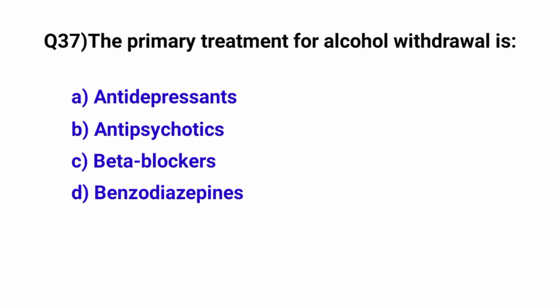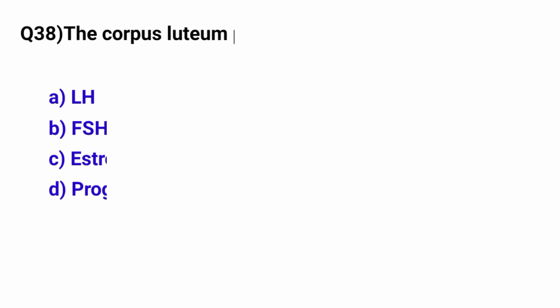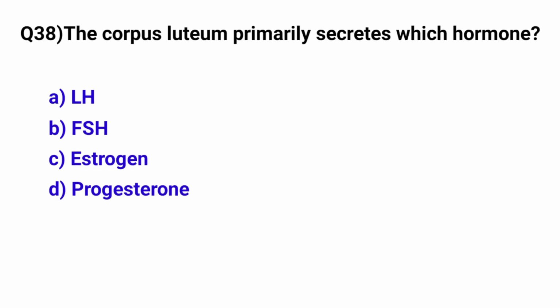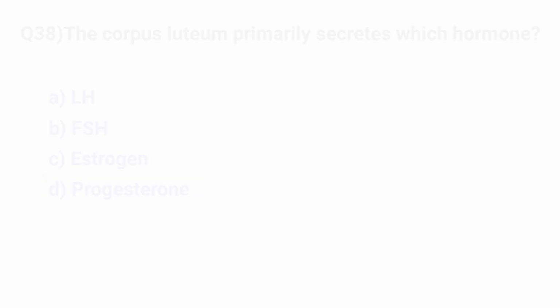Question number 37. The primary treatment for alcohol withdrawal is. The correct option is D. Benzodiazepine. Question number 38. The corpus luteum primarily secretes which hormone? The correct option is D. Progesterone.